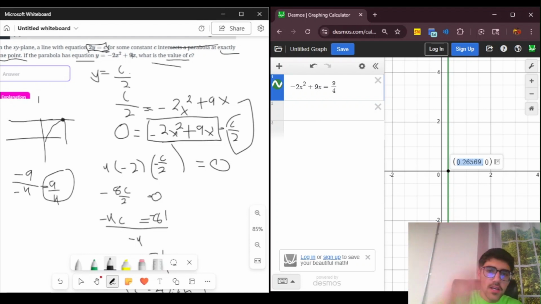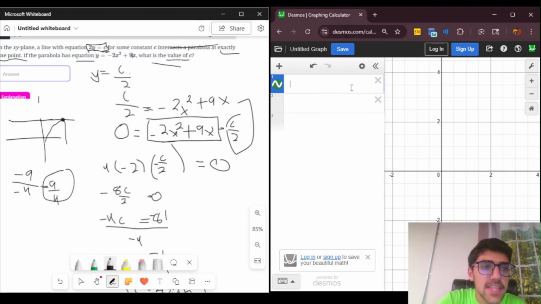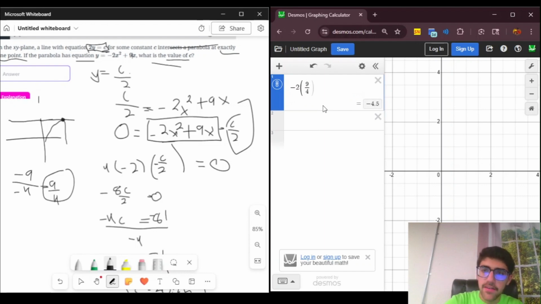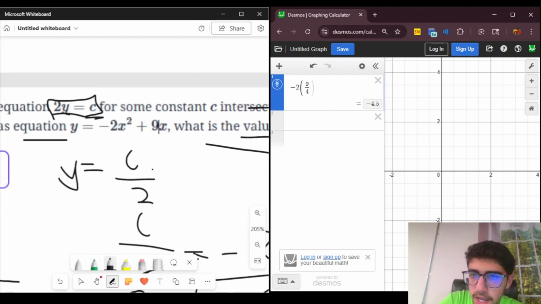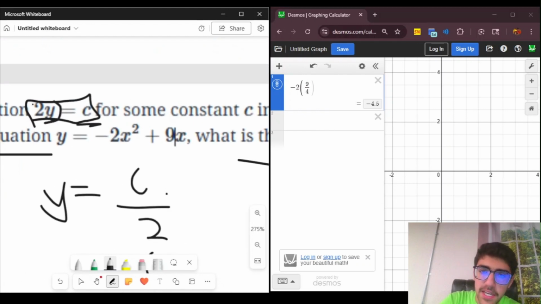Sorry. So 9 over 4 is the x value, correct? So you put negative 2 times the x value, 9 over 4. We're just solving for the y value right now, because negative 2x squared plus 9x equals y. You want to solve for the y value so we can plug it into here and get c. So now we plug in 9 over 4, squared, plus 9 times 9 over 4, and I get the answer 10.125.